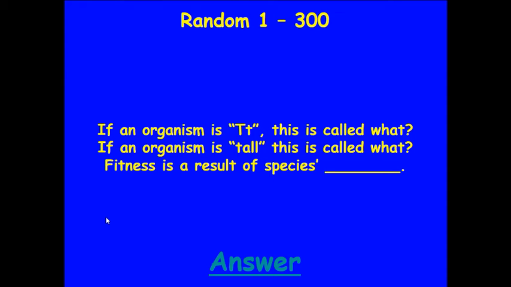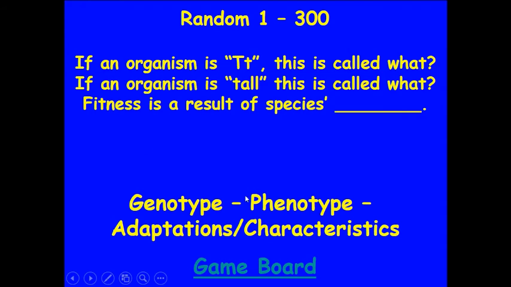All right, here we go. Okay, big T, little t is a genotype. Now, of course, big T, little t would give you a tall phenotype. And fitness is a result of a species' adaptations or characteristics. Remember, fitness is the ability to survive and reproduce. So if you've got good adaptations, good characteristics, it's going to give you a better chance to survive and reproduce.